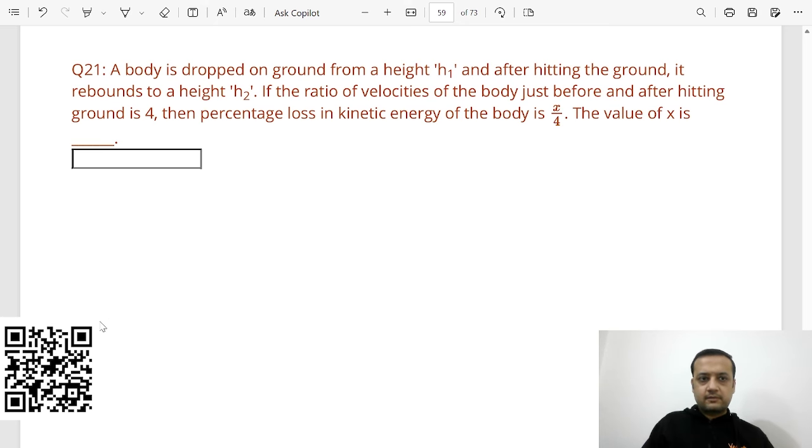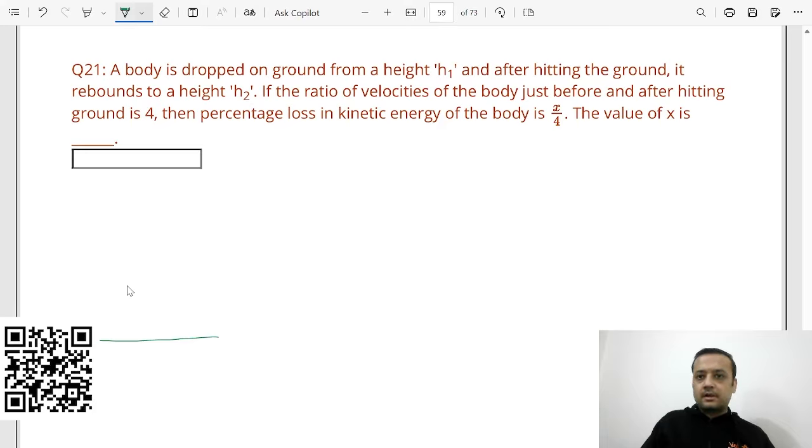So here in this question, what is happening? The body is falling on the ground from the height h1 and it rebounds till height h2. Now the question also says that the ratio of the velocity of the body just before and just after hitting the ground is 4. That means if the ball hits the ground with the speed 4v, let us say, it rebounds at the speed v. This is what the question is saying, and the question is asking the percentage loss in the kinetic energy.